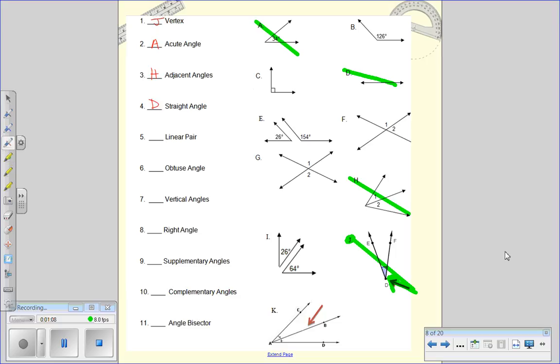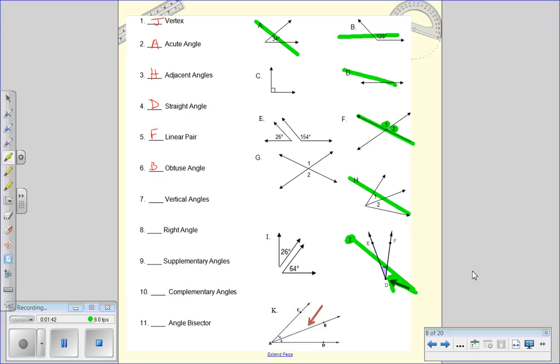Linear pair, these are adjacent angles in which the sides that are not connected create a line. I see angle 1 and angle 2 in F. There's the non-adjacent side that creates a line, and so our linear pair is F. An obtuse angle is an angle that is greater than 90 degrees but less than 180. That's going to be B.